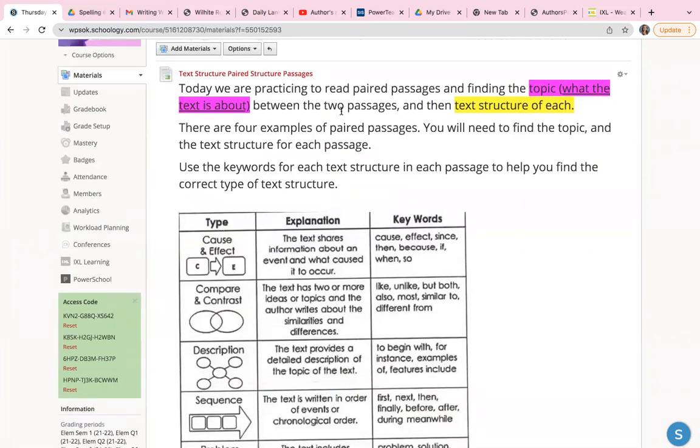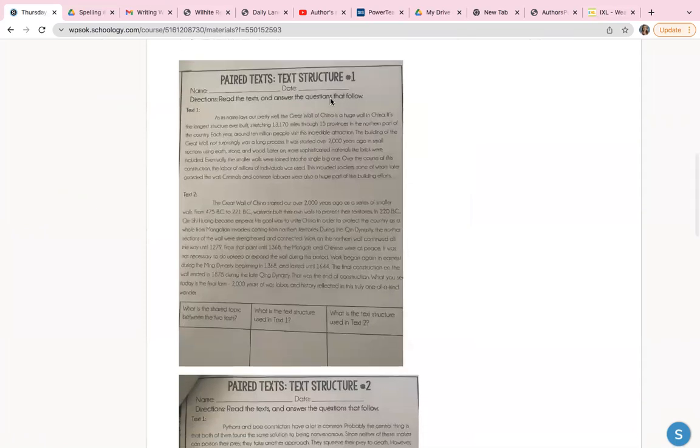All right, so when you've found the topic between the two passages, then you're going to find the text structure of each. We'll read this in a second, but if we said this was compare and contrast, we will put it over here. So the text structure used in text one is compare and contrast. And this one's going to be descriptive because we see all sorts of information. I'm just using it as an example. I don't want to give away answers. So that's all it means.